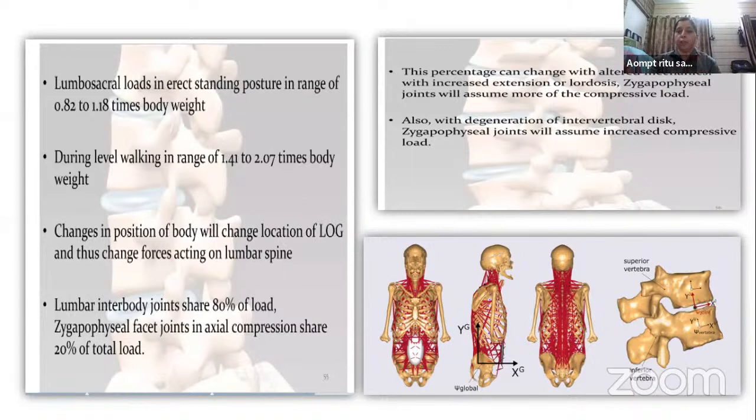Change in position of the body will change the location of the line of gravity and thus change the forces acting on the spine. Like if I am in a bending position or I am going into the extension position, at that time the line of gravity will change, so it will change the load on the lumbar spine. The lumbar interbody joints share 80% of the load, while the zygapophysial facet joints in axial compression share 20% of the total load. So these joints take the load of our body when we are doing any function.